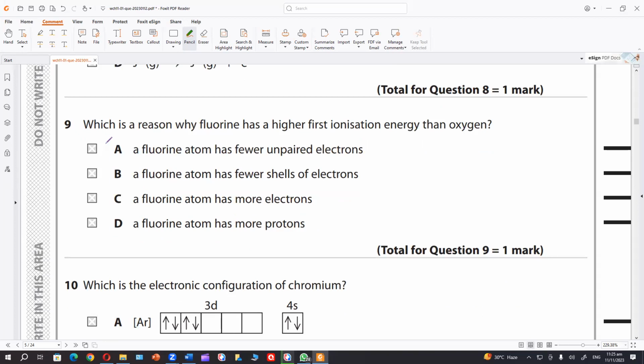Which is the reason why fluorine has a higher first ionization energy than oxygen? Number 9. Fluorine is the most electronegative element known.